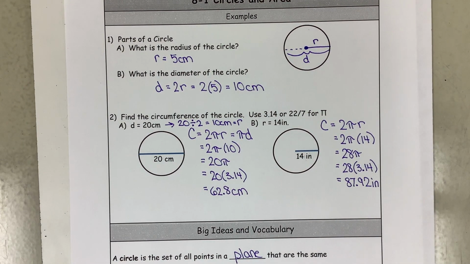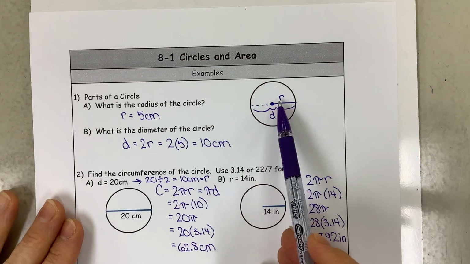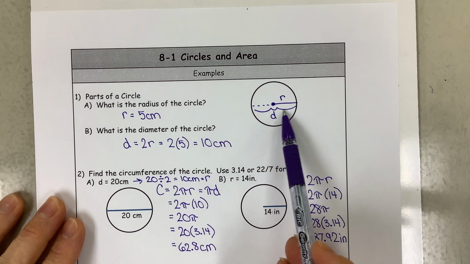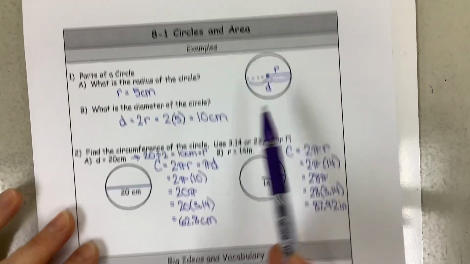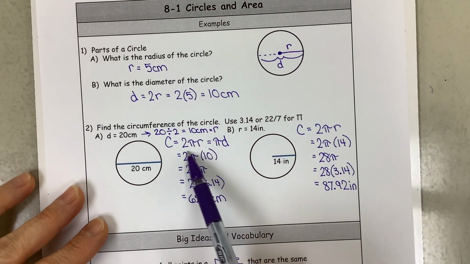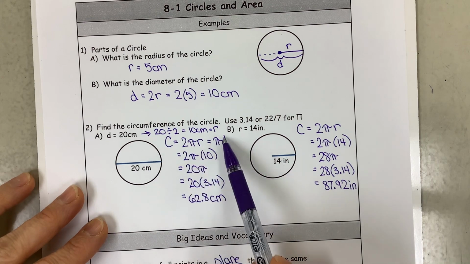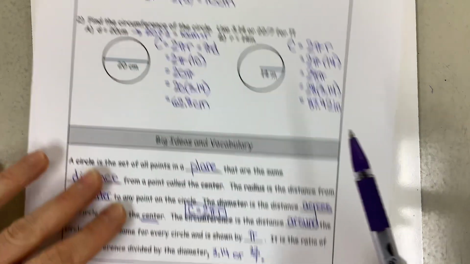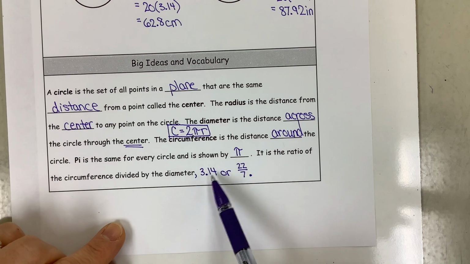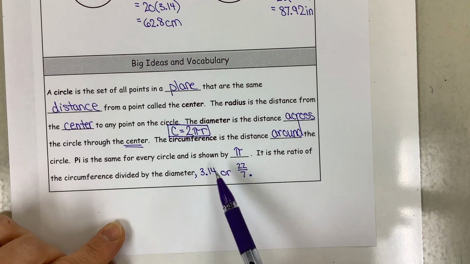Alrighty, so that is the beginning of circles. We have a few more lessons on this. You need to be able to identify the radius, the diameter, the center. You need to know the formula for circumference, and you can learn this one also. You also need to know that pi is 3.14. Alrighty?